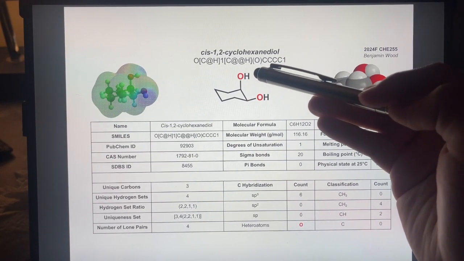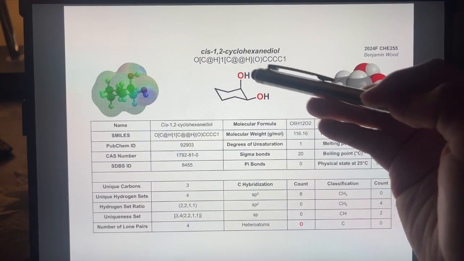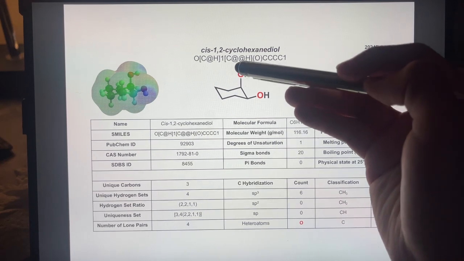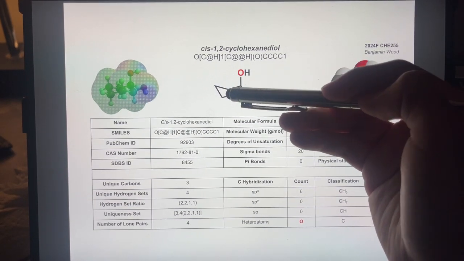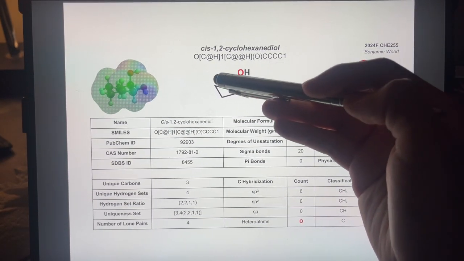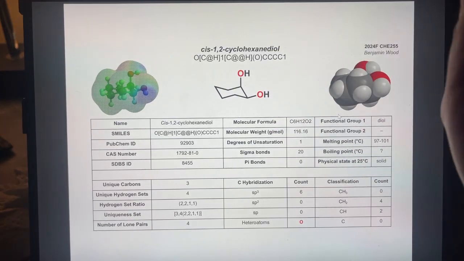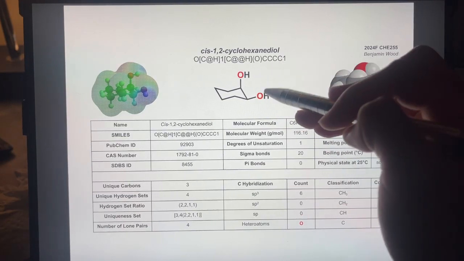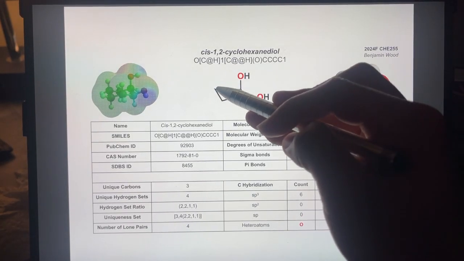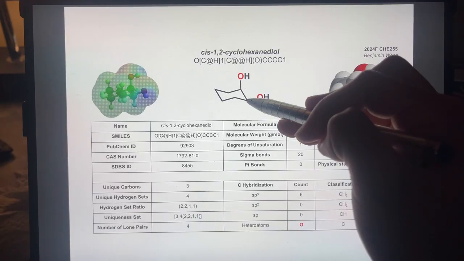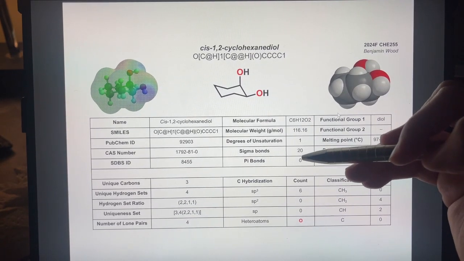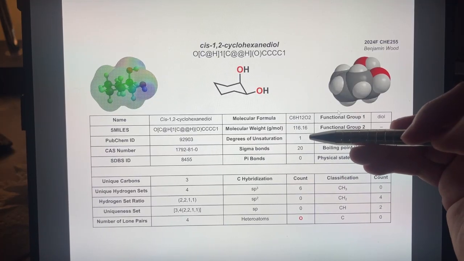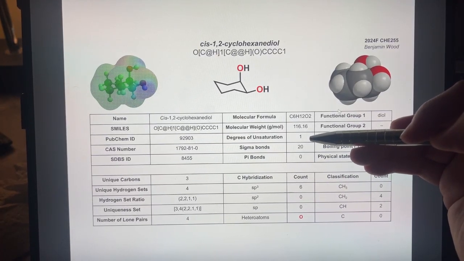We have to count the hydrogens on the oxygens right here, and we also have to count the hydrogens that are understood to be connected to these carbons right here too. So this will be 1, 2, 3, 4, 5, 6, 7, 8, 9, 10, 11, 12, 13, 14, 15, 16, 17, 18, 19, and then 20. There are no pi bonds. If there were pi bonds, the degrees of unsaturation would most likely be more than 1.